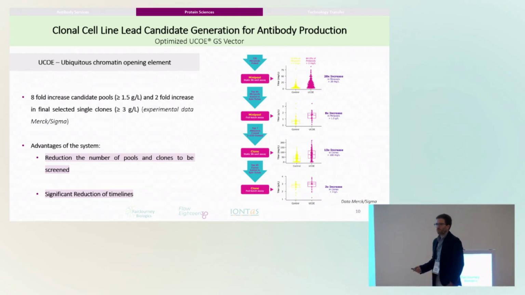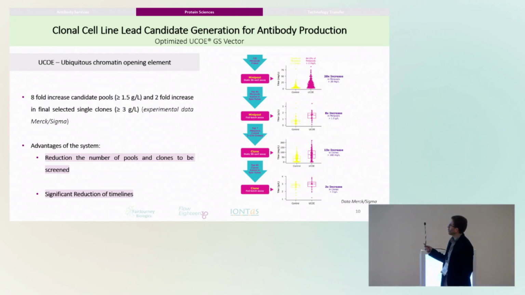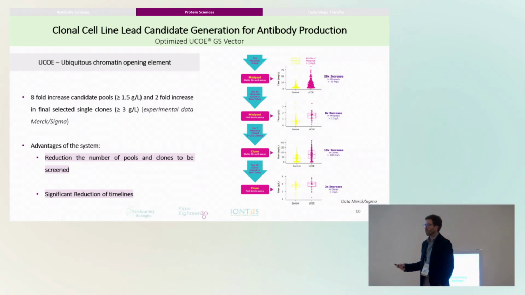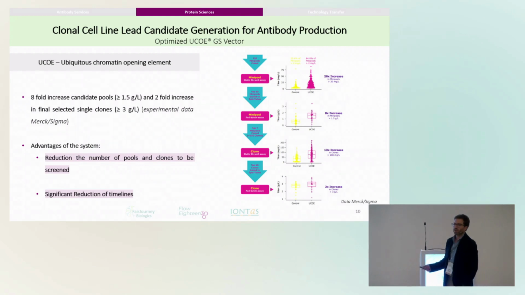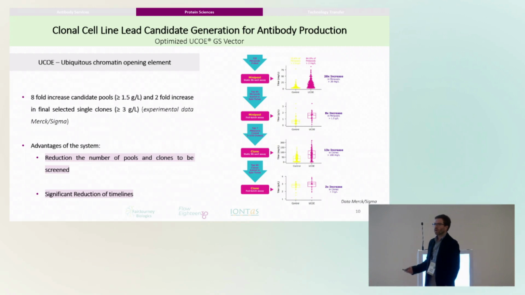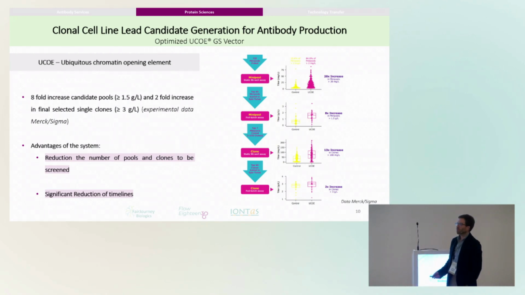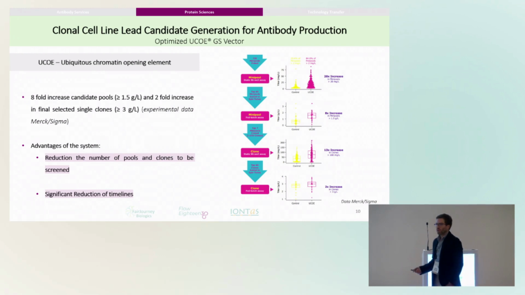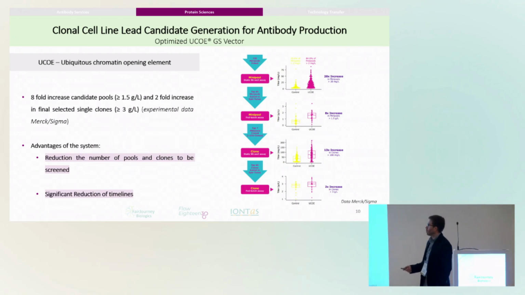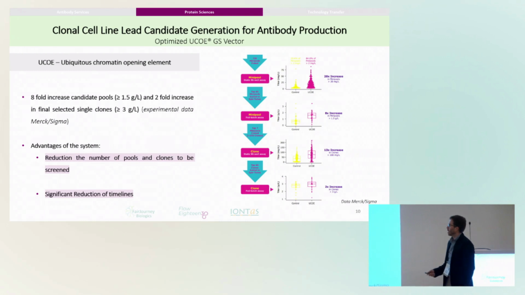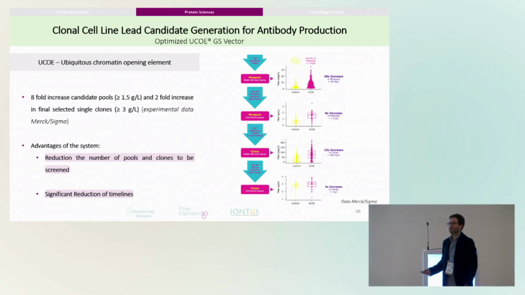Data from Merck show us that when they use a control vector, or a vector that contains this DNA sequence, for generating a cell line for a monoclonal antibody, throughout the process they always see a higher number of producing clones when they use the OCOA vector. And this will allow us to reduce the number of pools and clones to secrete, and also to significantly reduce the timelines to get your cell line.